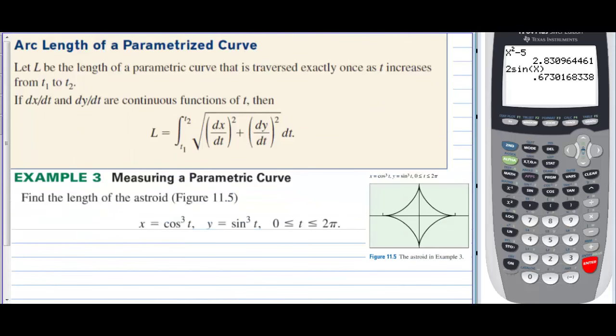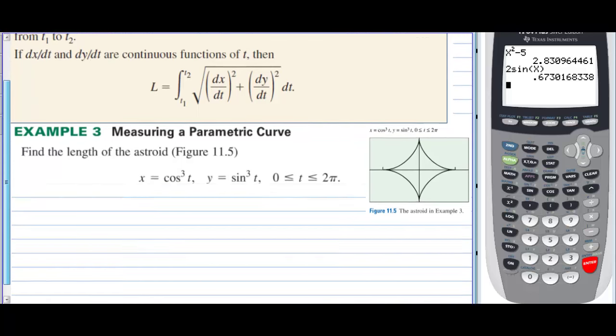Let L be the length of a parametric curve that is traversed exactly once as t increases from t1 to t2. If dx/dt and dy/dt are continuous functions of t, then the length is the integral from t1 to t2 of the square root of (dx/dt) squared plus (dy/dt) squared. Now this is really the Pythagorean theorem.